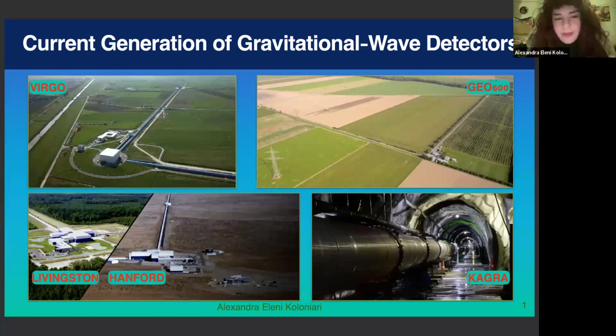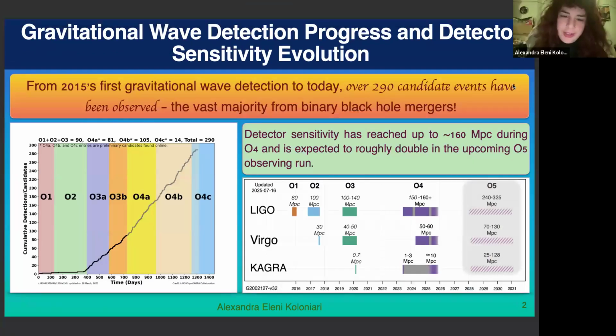But from 2015, when we had the first gravitational wave detection, until today we have over 290 candidate events, the vast majority of them being binary black hole mergers. And when it comes to the detector sensitivity, the two LIGO detectors have reached up to 160 megaparsec during O4, and we expect it to double in the upcoming O5 observing run. However, notice that the number I mentioned here, the 290 candidate events, is actually higher, because that corresponds to the start of O4C.